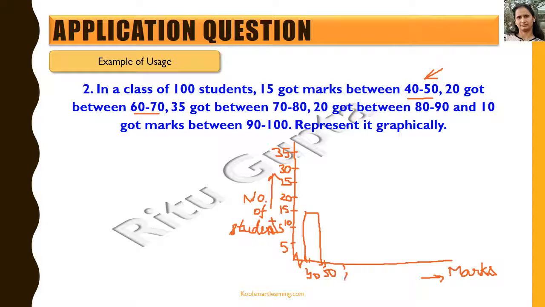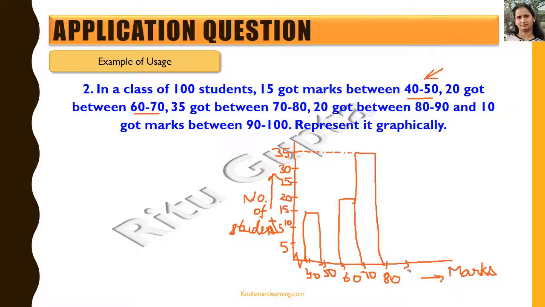Then we have 50 to 60, and there are no students who received marks between 50 to 60. And then we have 60 to 70, where 20 students received between 60 to 70. So we draw this. And then we have 70 to 80. We have 35 students, and this is only so that it helps us to see where we have to draw. So this is another rectangular bar to indicate 35 students got between 70 to 80.